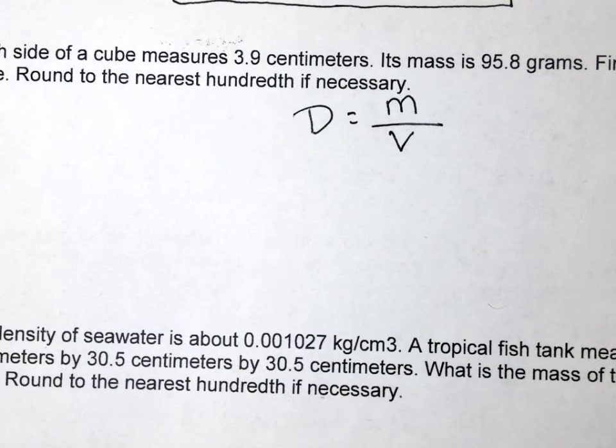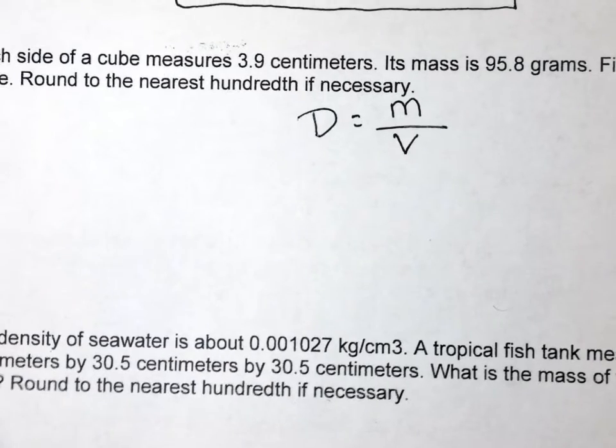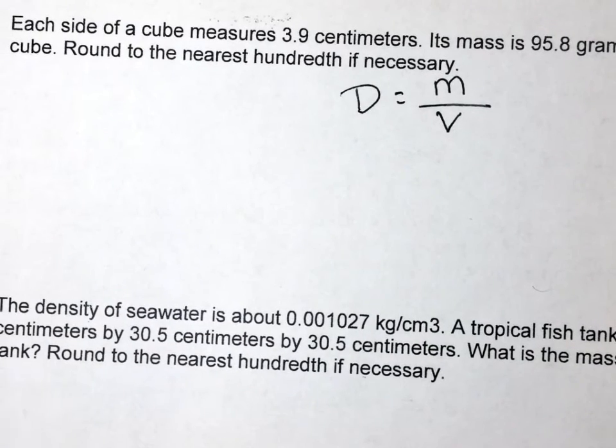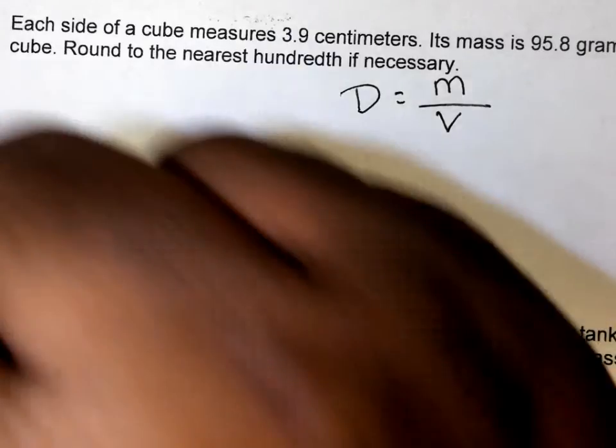My mass is what, Faith? 95 point. What's my volume, Faith? Thank you. We need to find volume. They said one side of a cube was 3.9. So obviously, my shape I'm dealing with is a cube. I need to find the volume of that cube.